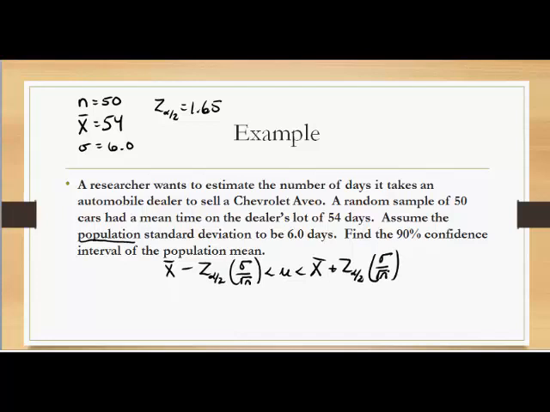So for the x bar, I'm going to plug in 54. For the z-score, I'm going to use 1.65. The standard deviation, we have 6. Sample size, we have 50. And then we're going to have the same thing on the other side, except we'll have a plus instead of a minus.